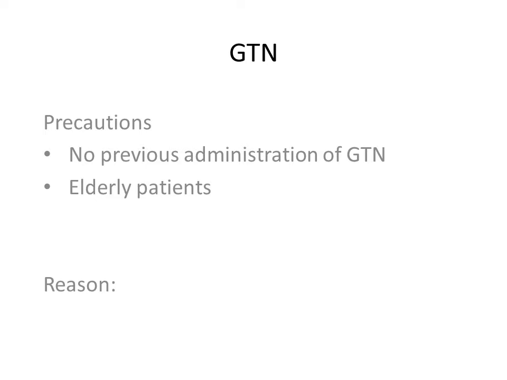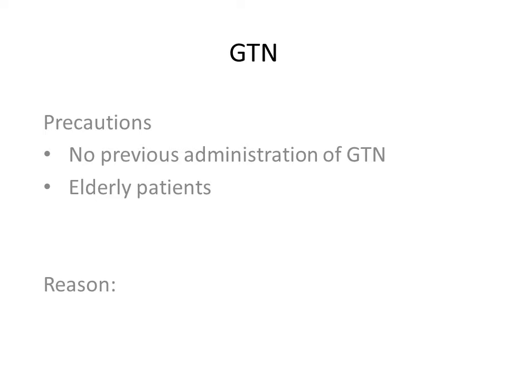We've got two doses you can give them, and the decision you make is based on whether they take GTN every day or not. So no previous administration is a precaution, so make sure you ask your questions to see if they take GTN or not. And if they don't, you always err on the side of caution with GTN. GTN is probably one of the most dangerous drugs you can give out, and therefore know this drug sheet very well so that you ensure you only give it at the right time.